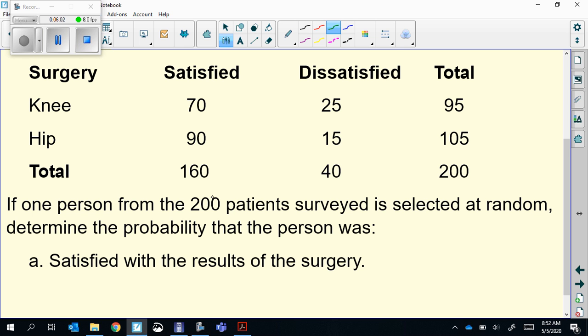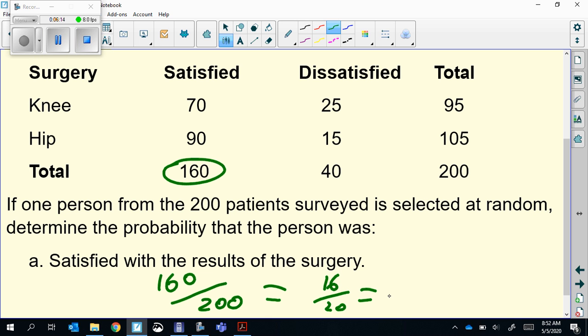So there are 200 patients. 160 of them were satisfied. So that's 160 out of 200. That reduces to 16 out of 20, which reduces to 8 out of 10, or 4 out of 5. Or you could say 0.8.